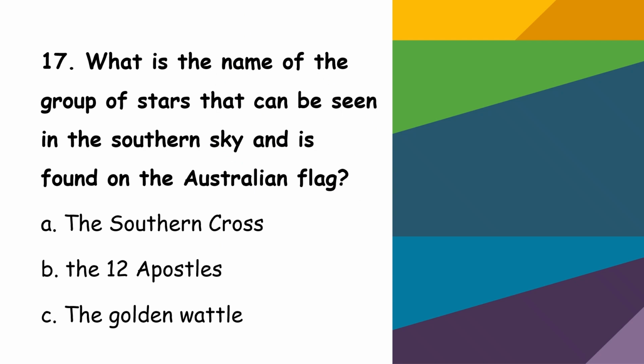Question 17. What is the name of the group of stars that can be seen in the southern sky and is found on the Australian flag? A, the Southern Cross. B, the 12 Apostles. C, the Golden Wattle.